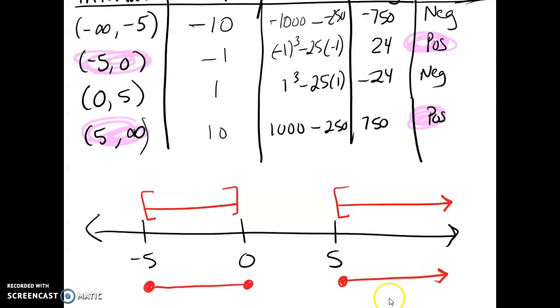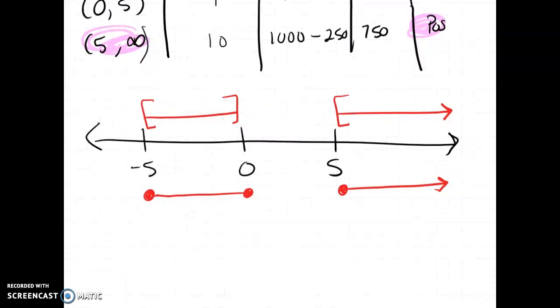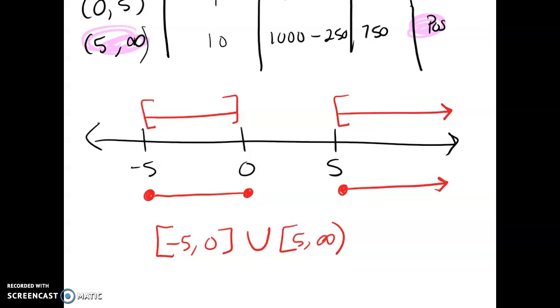Written in interval notation, you would say negative 5 to 0 and 5 to infinity. These all have brackets because of that greater than or equal to sign, because it includes the endpoints. Infinity never has a bracket. It's always open-ended. And then you'd want to put a U for union. So this is a shorthand for a union. It involves the solution for all of this.